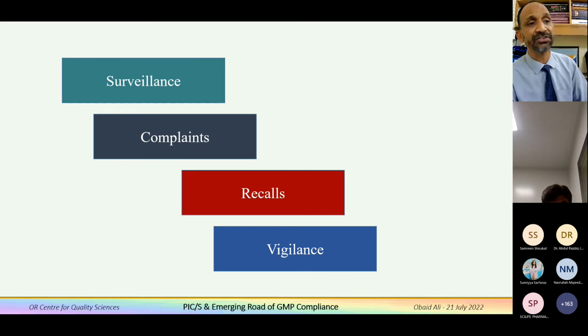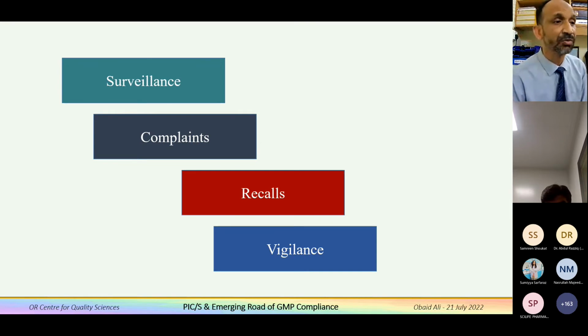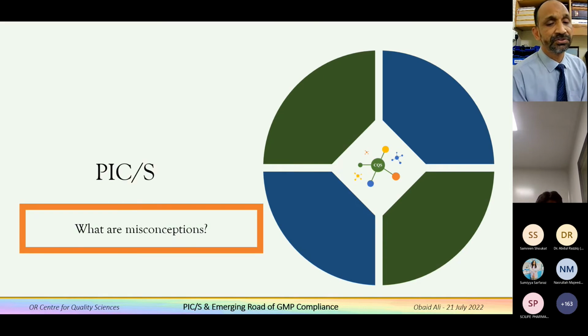If we are going to PICS, if we are going to ICH, we have to qualify our internal systems up to the standards expected by the international authorities or international frameworks. Some of this is misconception. Here, I believe most of the participants are from Pakistan.